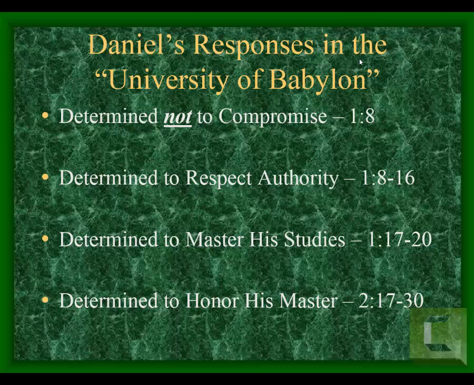Third, they determined to master their studies. Daniel determined to master his studies, and so did his companions. And as a result of that, God gave them favor. Not only did they know what they believed, but they also understood with greater depth what the Babylonians believed and the differences between them. And then finally, in chapter 2, when called before the king, actually, he makes an appointment with the king, Daniel is determined to honor his master, that is, his king, Yahweh. And in chapter 2, verses 17 through 30, we see how all of this plays out.